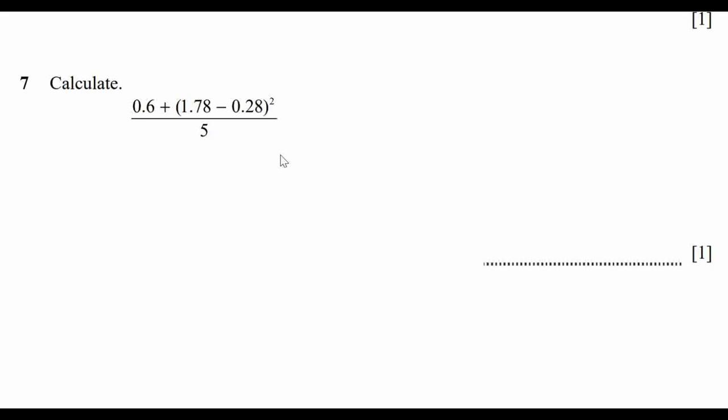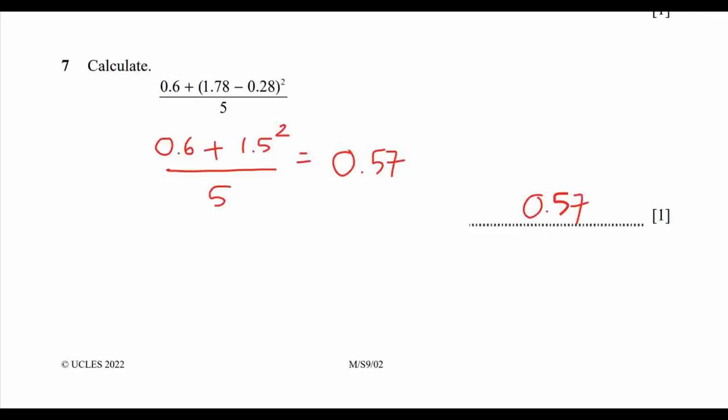Alright guys, let's check out the answer. So here we go. The answer is 0.57. What we do is we settle the numbers in the bracket first. 1.78 minus 0.28 is 1.5, then square it, plus 0.6, over 5. Overall, these steps can be done with the help of a calculator since this is paper 2. Alright, let's move on to question 8.